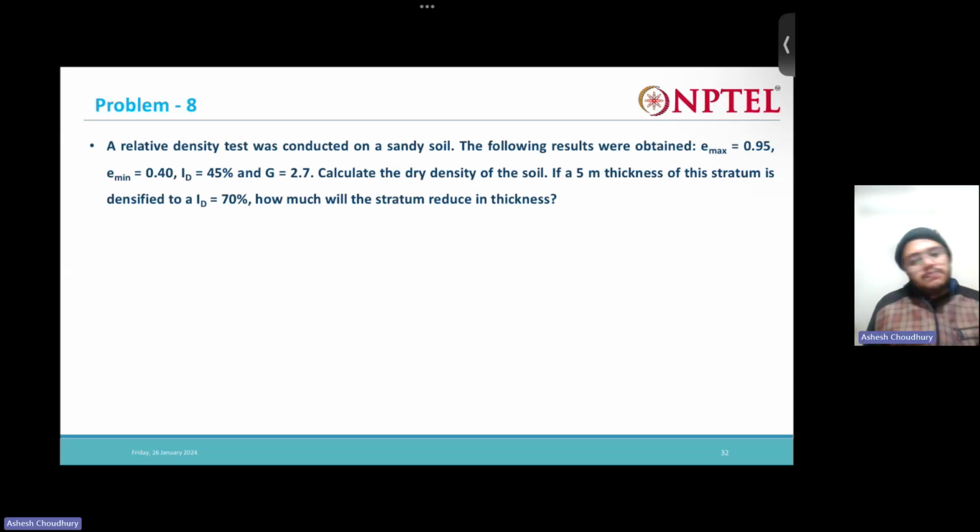Okay, the next is very simple. A relative density test was conducted on a sandy soil. The following test results were obtained: Emax is given, Emin is given, ID is given. Calculate the dry density of the soil.